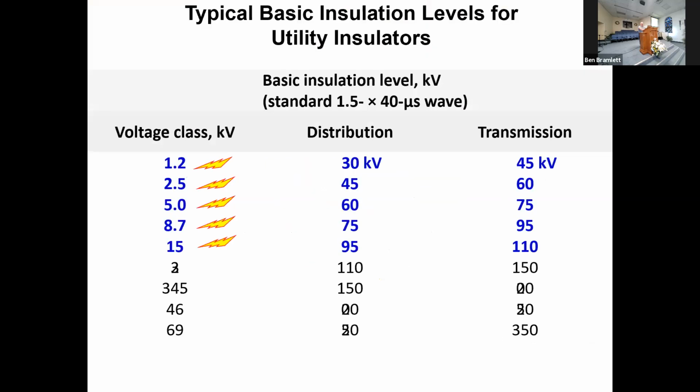That would be fine and dandy, except for the fact that the transmission lines in a typical electric utility have different classes. And if you look at here, it says the 1.2 kV class transmission lines or the 2.5 kV, they have these voltages, 30, 45, 60, as that's what the insulators are designed to withstand. And as you get higher and higher in voltage class, there's a whole lot less cushion between. From 1.2 kV to 30 is a big difference, but from 15 to 95 is only 7 times.